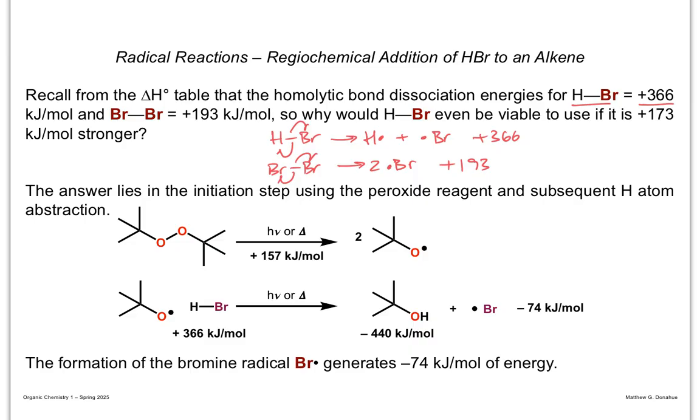So why would we even use HBr if it requires so much energy to cleave? Well, it turns out that HBr plus the peroxide allows the reaction to proceed under these radical conditions. So notice the bond dissociation energy of the tert-butyl peroxide. It's plus 157. So when that sigma bond cleaves, each oxygen gets a radical. And so we generate 2 of these alkoxy radicals.